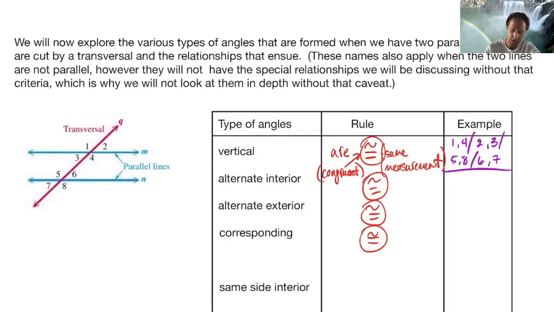Okay, so when we talk about an alternate interior angle pair, we know that they are the same measurement, even though they're not the exact same thing, so we call it congruent. So can you give me an alternate interior pair that therefore would be what is called congruent?